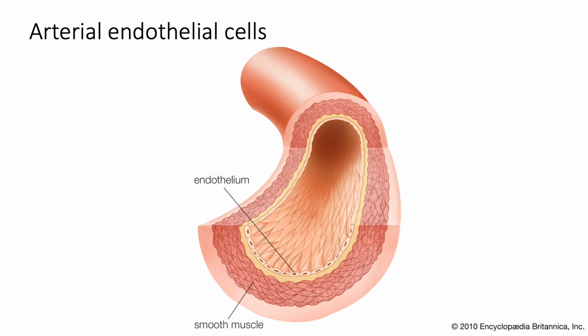Our lab is interested in vascular biology. Shown here is an artery. Blood flows here through the lumen, and radiating outward there are three layers. First, there's a single layer of endothelial cells, which make up the endothelium. Next, there are several layers of smooth muscle cells, and then lastly, there's the adventitia.